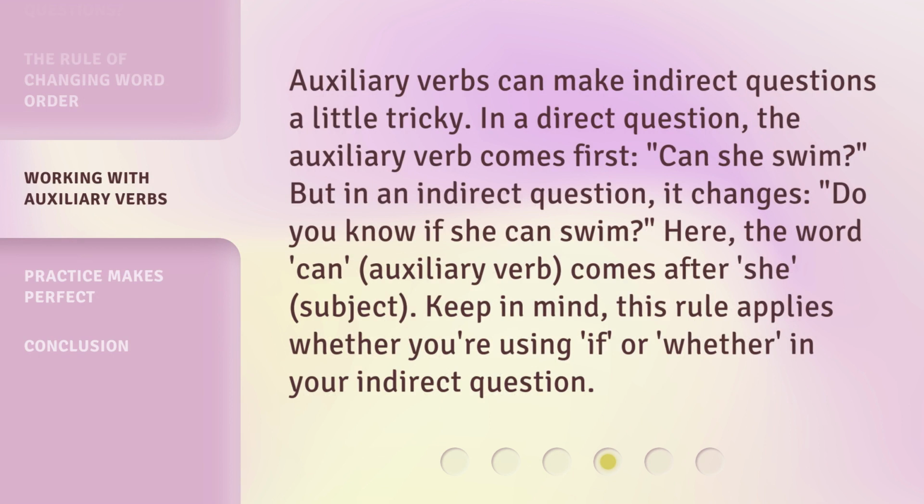Auxiliary verbs can make indirect questions a little tricky. In a direct question, the auxiliary verb comes first. "Can she swim?" But in an indirect question, it changes. "Do you know if she can swim?" Here, the word can, the auxiliary verb, comes after she, the subject. Keep in mind, this rule applies whether you're using if or whether in your indirect question.